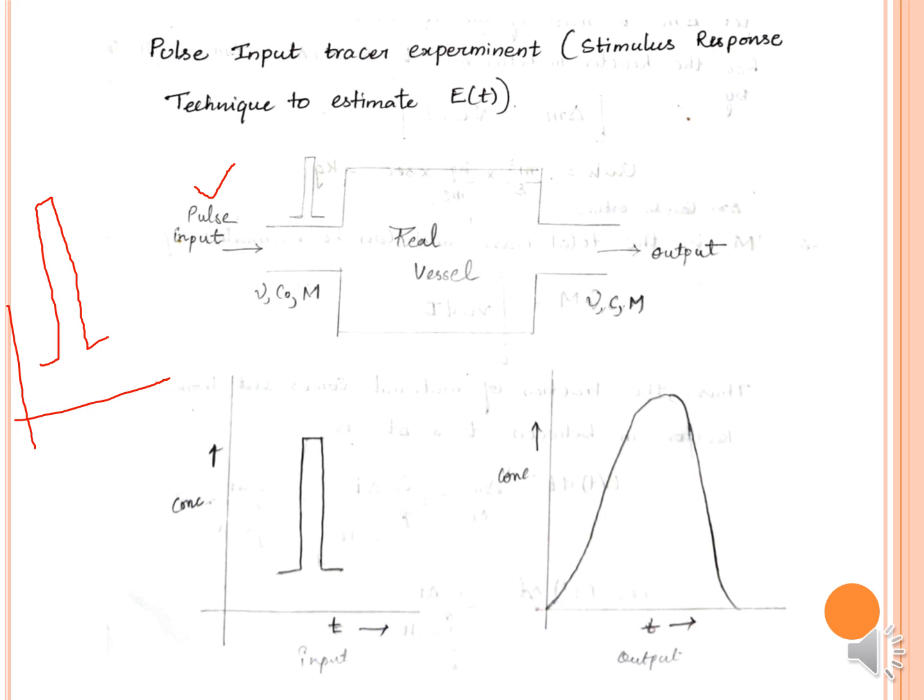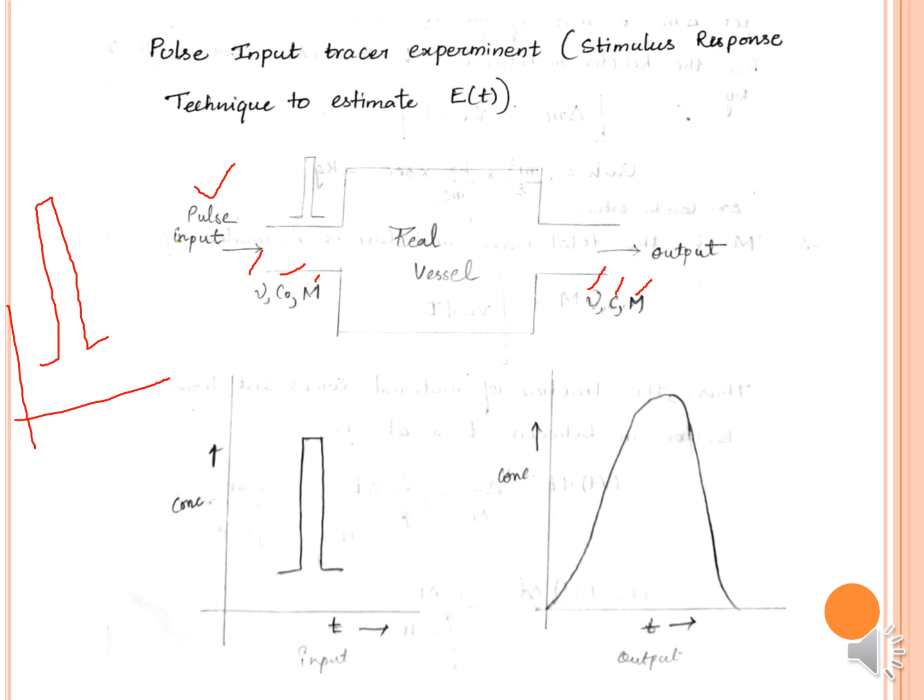And we have C naught as the concentration, M is the mass of the tracer, and mu is the volumetric flow rate. The outlet has the same volumetric flow rate, the outlet concentration changes, and the total mass comes out like this. This is the concentration versus time. This is the C curve, how it will look at the exit of the reactor.